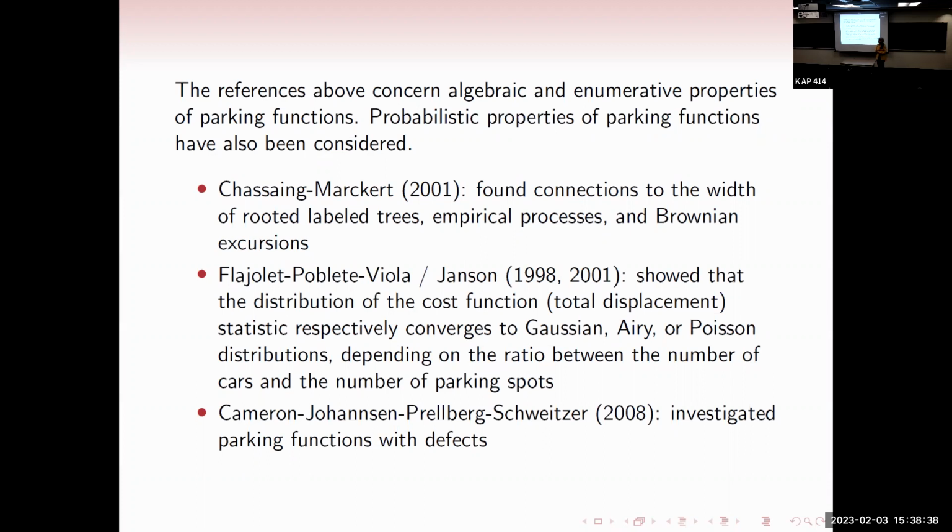So in particular, when the number of cars equals the number of spots, you will see Airy processes, and otherwise you see Gaussian processes in the limit. And also a particular statistic for parking functions is called total displacement. And then for this statistic, yeah, you will see Gaussian, Airy, and Poisson, depending on the ratio in the limit. And also there are parking functions with defects, namely that some cars will not be able to park, and then you study k defects, exactly k cars cannot park, and so on.